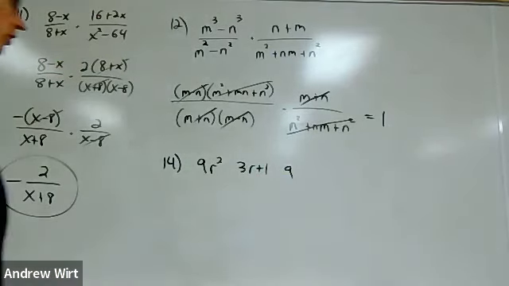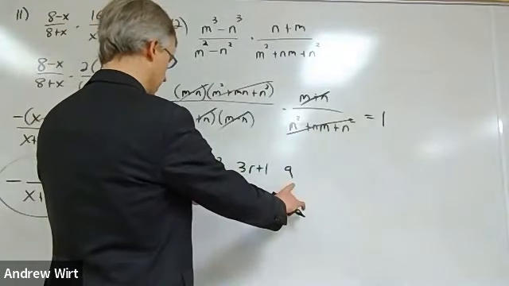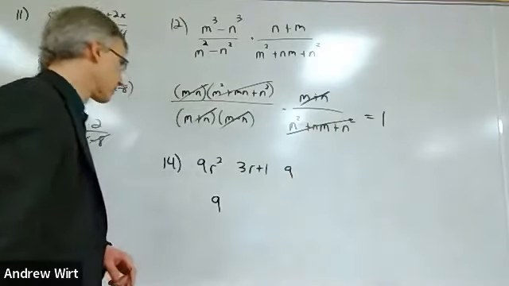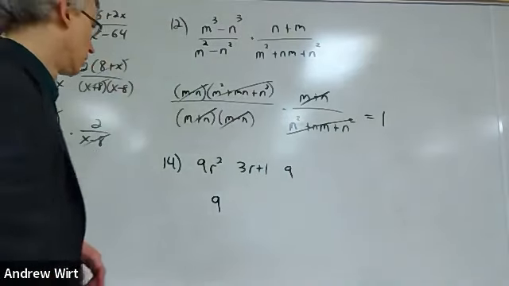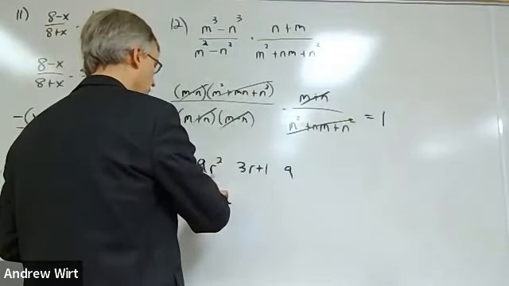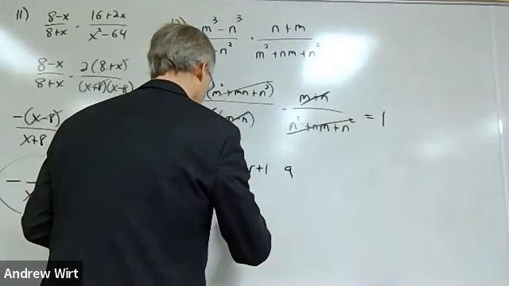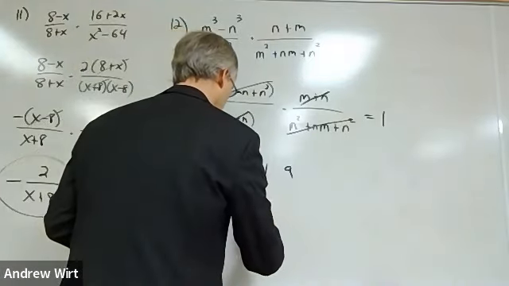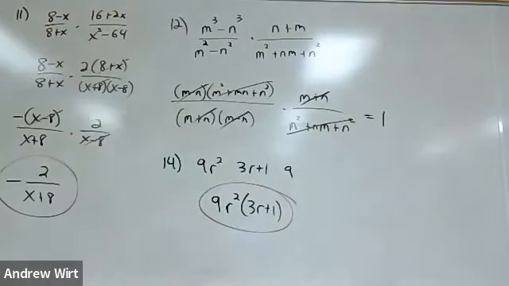So let's look at the coefficients first. Only these two have a coefficient, and it is 9, so that's going to be the coefficient of the LCM. And now we can look at the individual variables, just one. So our largest exponent is 2, so that is r squared. And then we have this binomial, 3r plus 1. 9r squared times 3r plus 1.